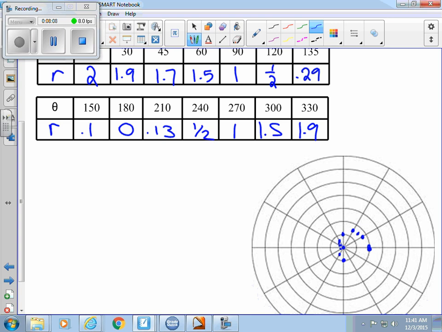Am I going too fast? Are we okay? We'll talk about that calculator. 300 is 1.5. This is actually, if you look it up in the textbook, called a cardioid. Anyone who has had some biology would know why it's called a cardioid. It looks like a heart.